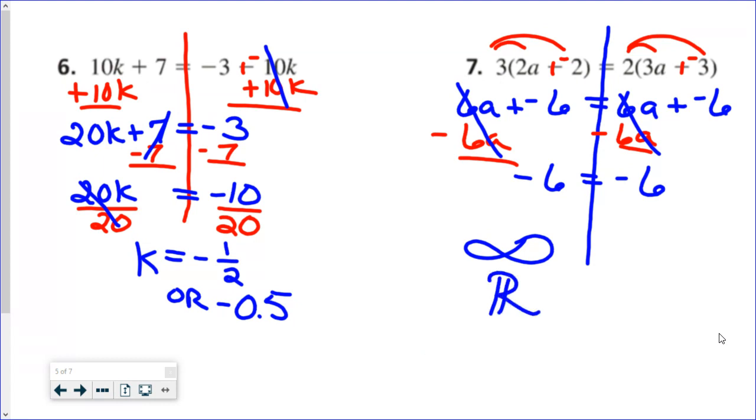Okay, so again, if the left and the right side of the equation at the end makes sense, it's infinite or all real numbers. If they don't make sense without any variables, no solution. Or if it's an actual answer, that's when you have only one solution and that solution is it.